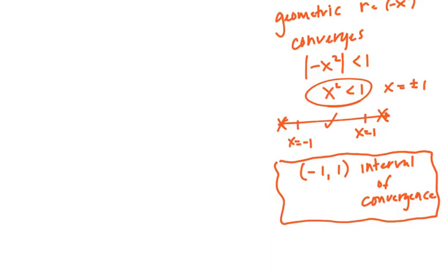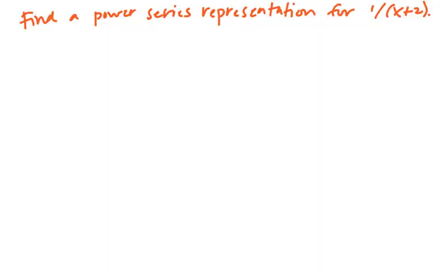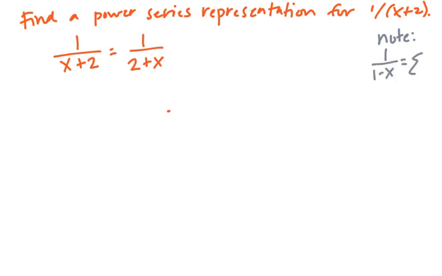The next problem says, find the power series representation for 1 over x plus 2. So let's rewrite it to be 1 over x plus 2, and then let's switch it so we have 2 plus x. Let's make a note over here that 1 over 1 minus x equals the sum of x to the n from n equals 0 to infinity. So this is the pattern that I'm trying to recreate.